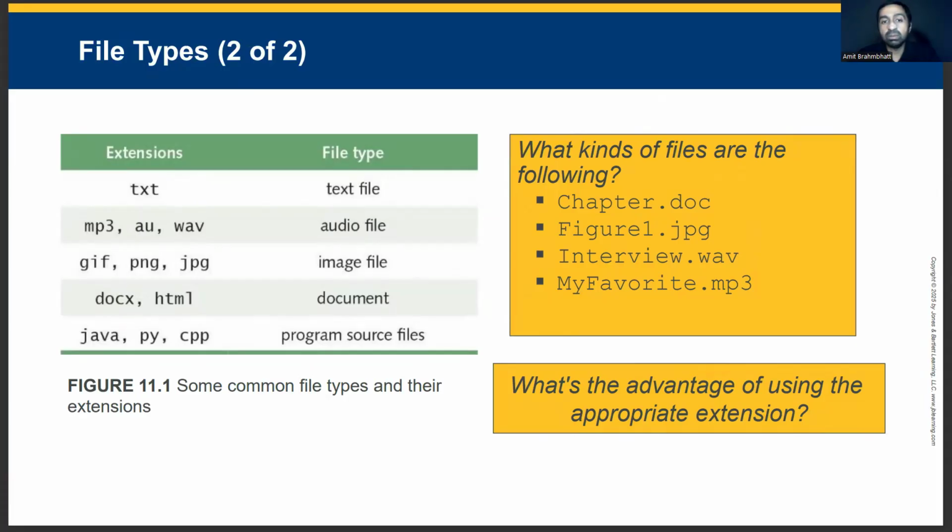Here we identify common file types from examples. Chapter.doc is a document, figure1.jpg is an image, and interview.wav and myfavorite.mp3 are audio files. Using the proper extension ensures that files open in the right software and that the OS can categorize and manage them appropriately.